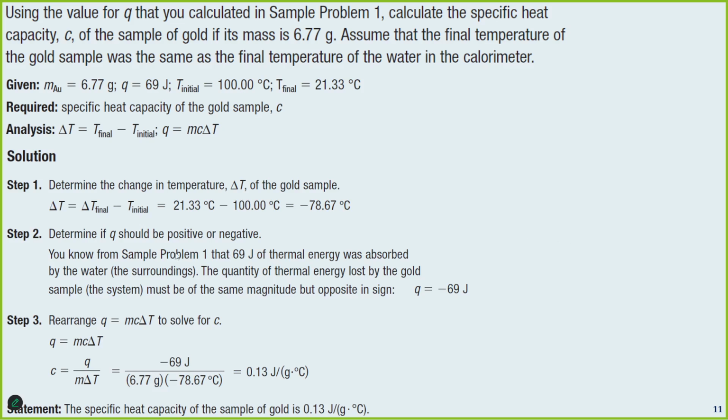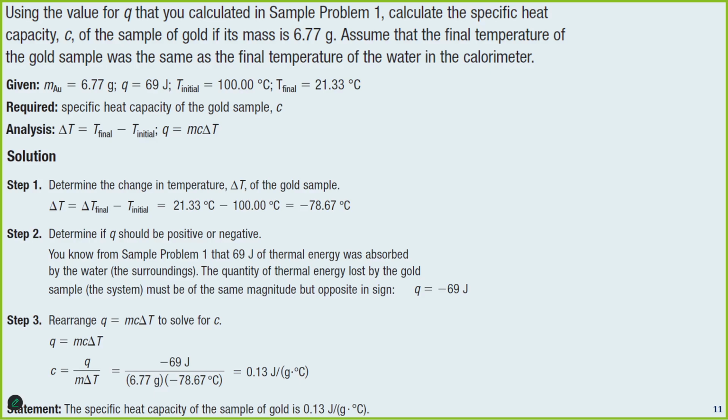Alright, let's have a look at the solution together. So first we could determine the change in temperature, delta T, of the gold sample, which is negative 78.67 degrees Celsius, and then determine if Q should be positive or negative. Well, we know from sample problem 1 that 69 joules of the thermal energy was absorbed by the water, or the surroundings. Then the quantity of thermal energy lost by the gold sample, namely the system, must be of the same magnitude but opposite in sign, right? Which means Q equals negative 69 joules.